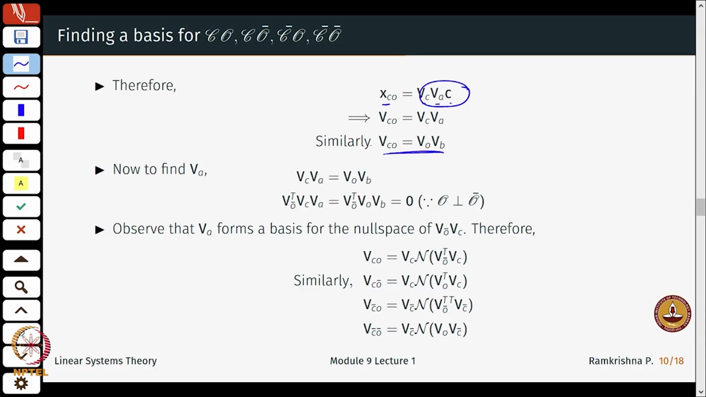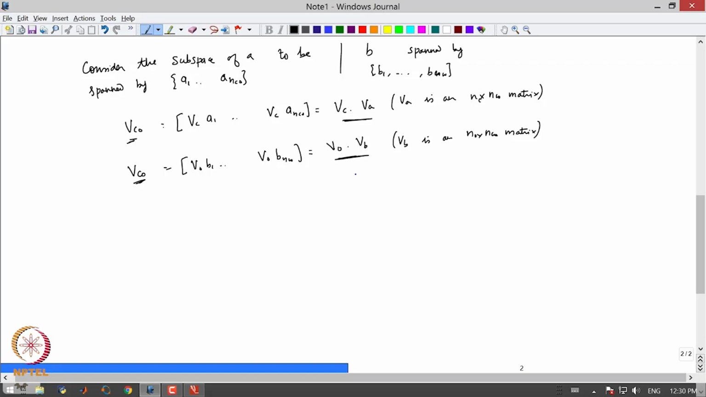Now the next steps. So, what do we do? I have this relation and I have this relation. So, let us quickly do something here. If I know the basis for V naught and V naught bar, we know that these are orthogonal complements.